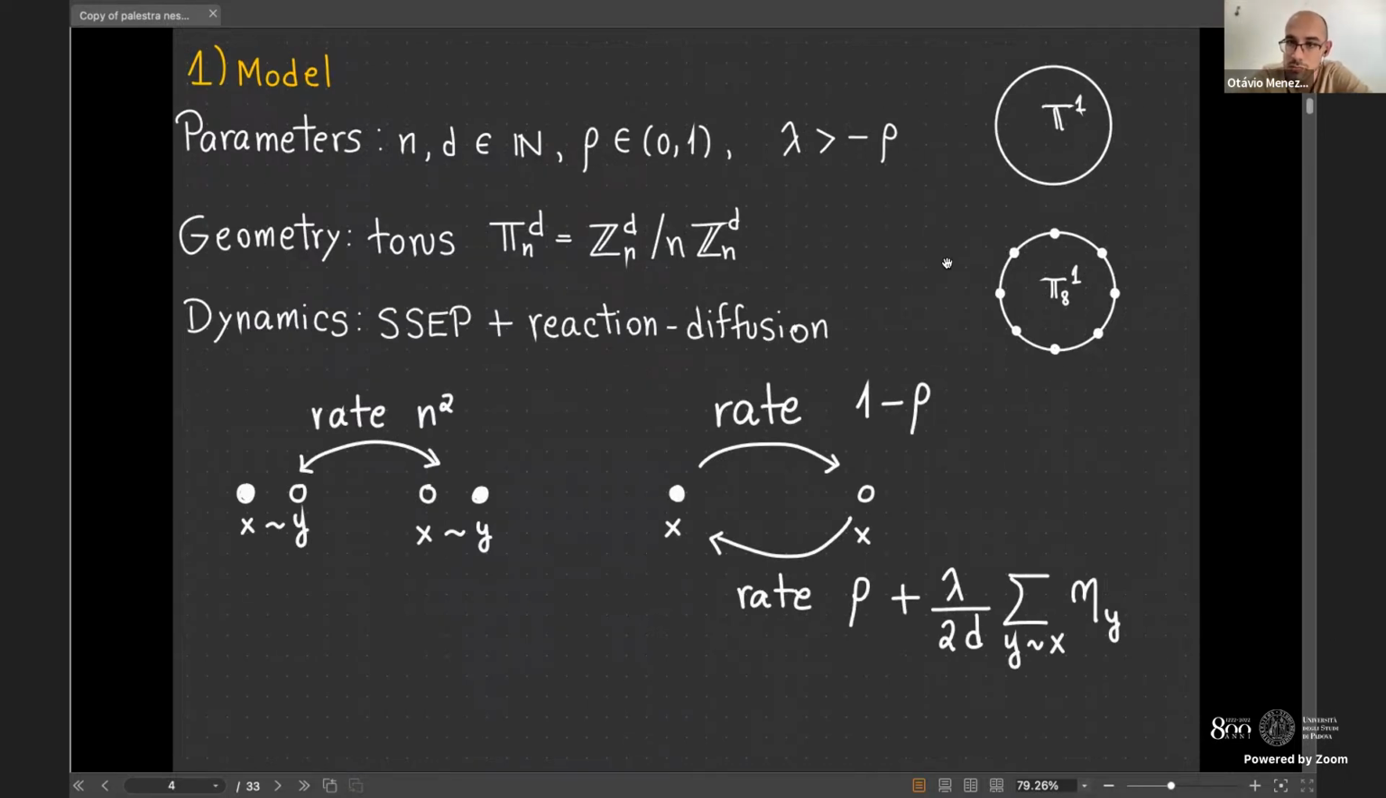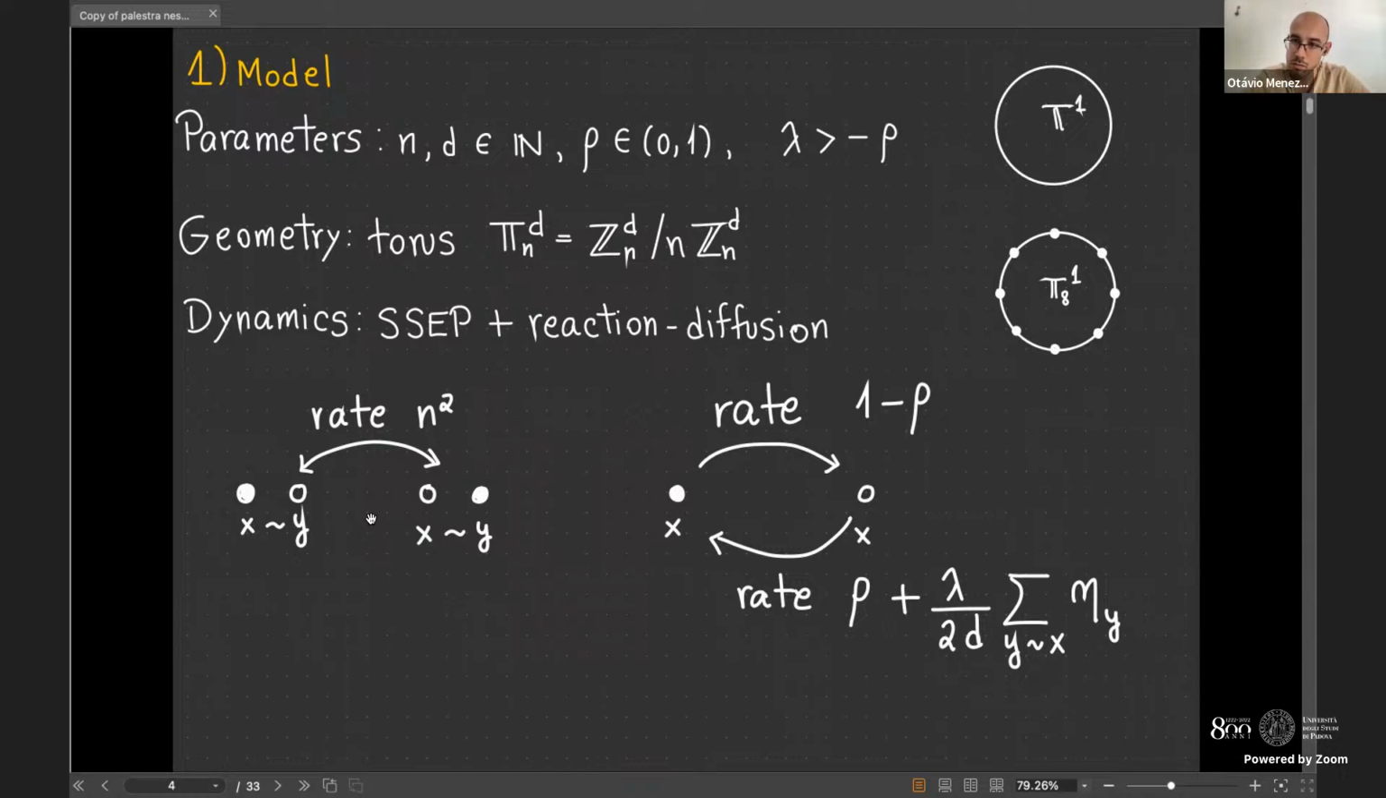So we are working on the circle with endpoints, at most one particle per site, and we superpose two dynamics. One is a simple exclusion dynamics in which the particles try to perform random walks independently, but they collide. They cannot both occupy the same site at the same time. So that's a diffusive dynamics.